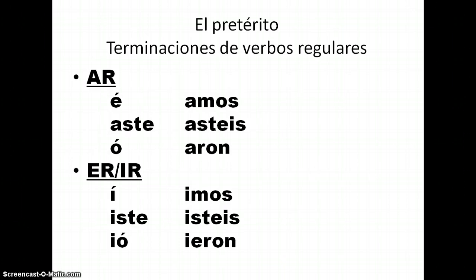The following are the regular verb endings for the preterite tense in Spanish. What you do is you add these endings onto the stem of a verb. Please note, in the AR verb endings, the yo form and the third person singular form both have accents, and also in ER and IR verb forms, the yo form has an accent, as does the third person singular as well.